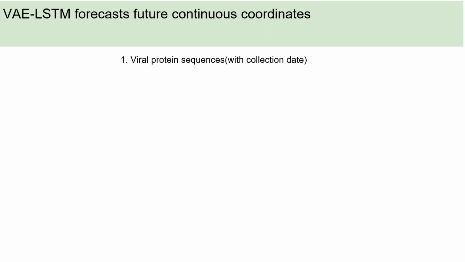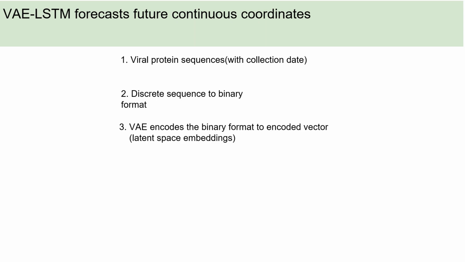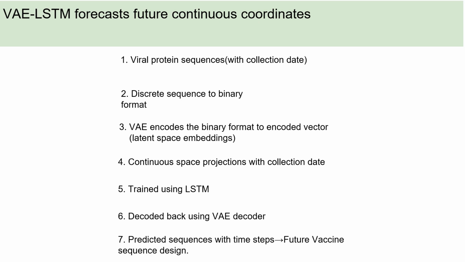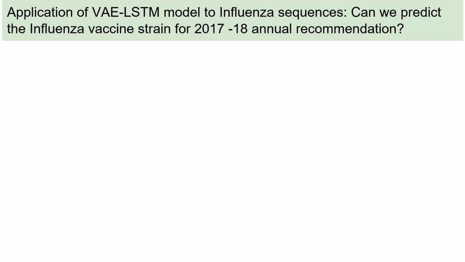Given a set of viral protein sequences with the collection date, the preprocessing part takes care of the discrete sequences and converts them into the binary format. The VAE encodes the binary format to latent space embeddings, or the encoded vector, which are actually continuous space predictions with the collection date. It is then trained using the LSTM and gets decoded back using the VAE decoder. Ultimately, we have predicted sequences with the time steps. This can help in future vaccine sequence design.